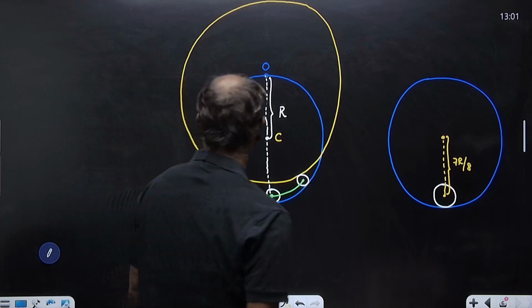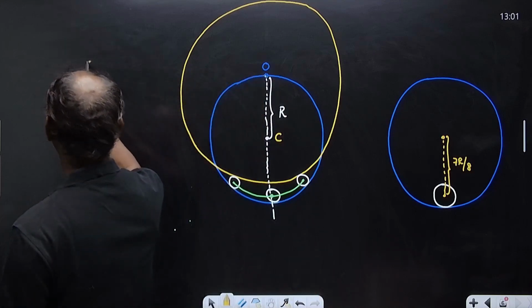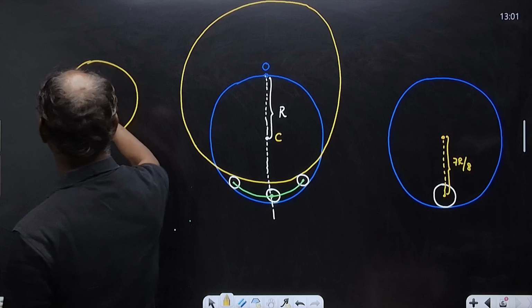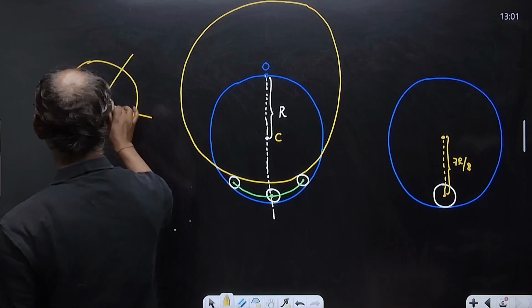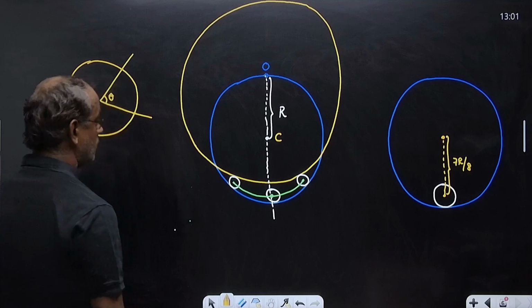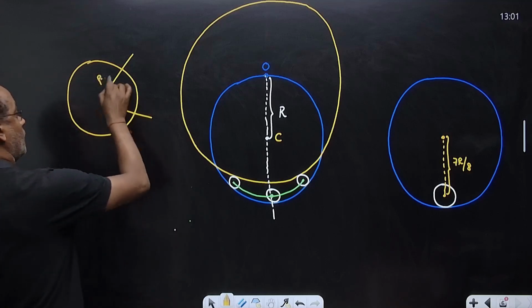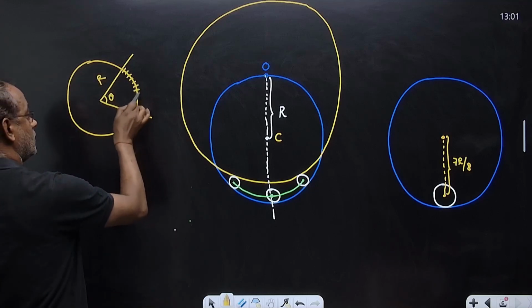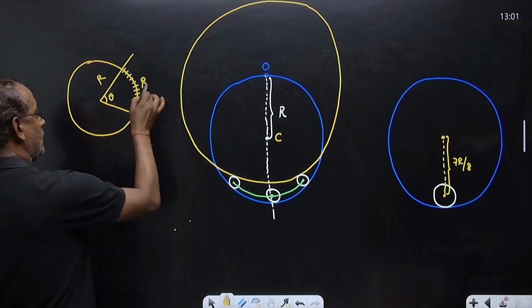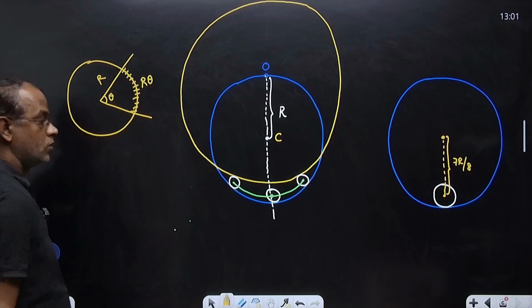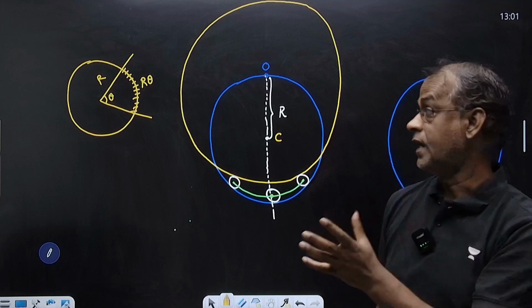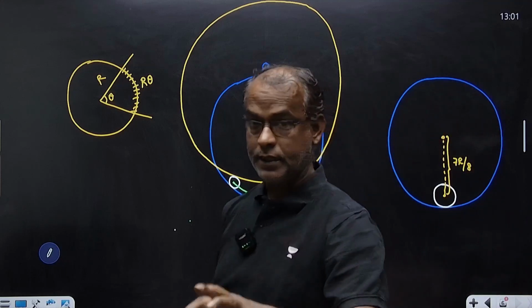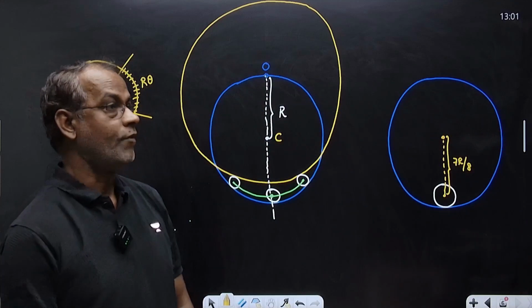What is the length of the arc? If this angle is theta, and this radius is r, what is the length of this arc? It is r theta. If theta is 2 pi, you say 2 pi r is the circumference. If theta is pi, you say pi r, that is a semicircle. Fine.